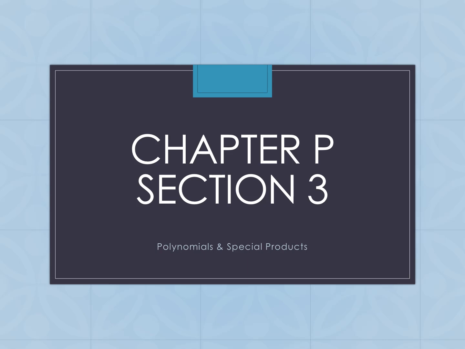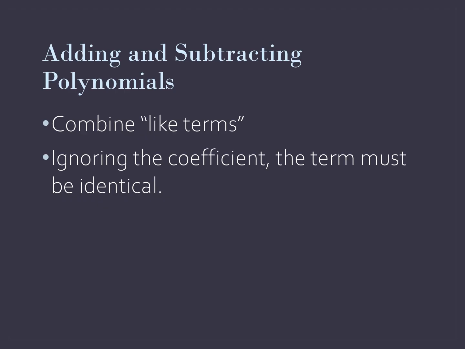All right, so we're going to start chapter P, section 3, which is all about polynomials and special products. So adding, subtracting, and multiplying polynomials. All right, so now when you're adding and subtracting polynomials, you very simply just want to combine like terms. We did this briefly when we were doing our exponents lesson.